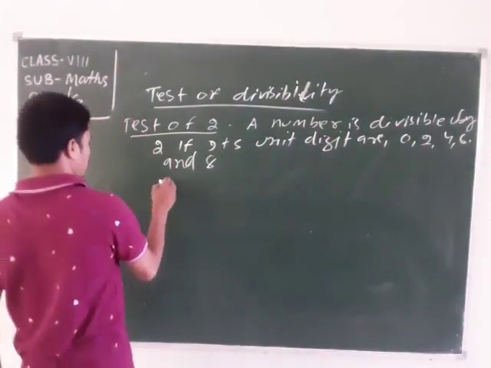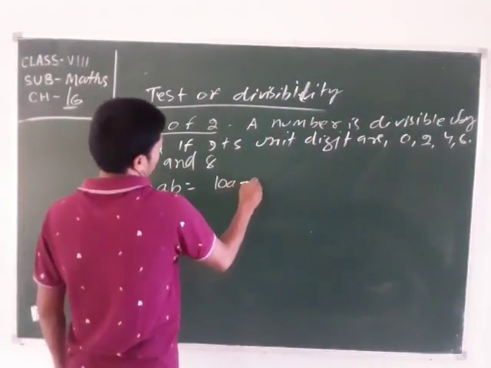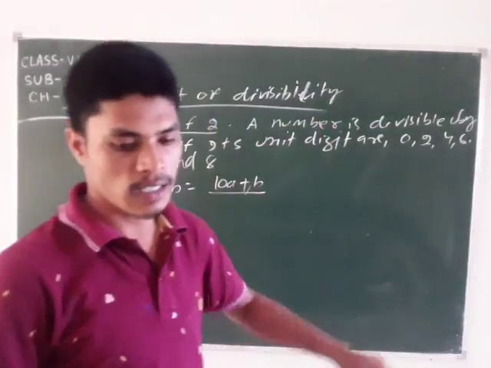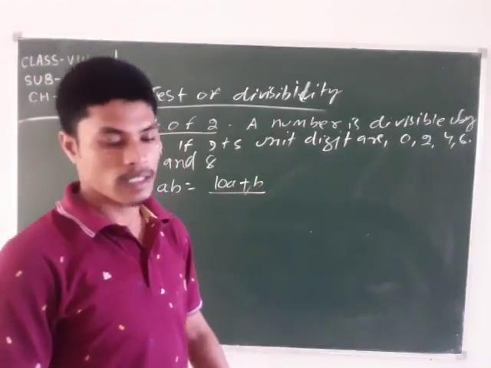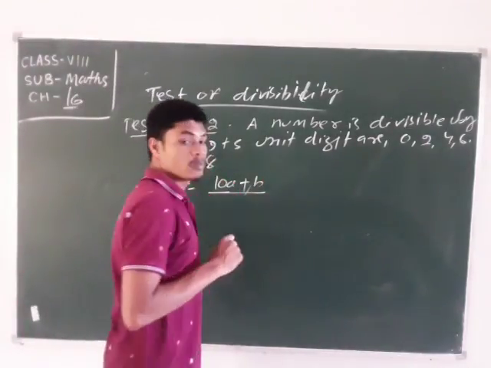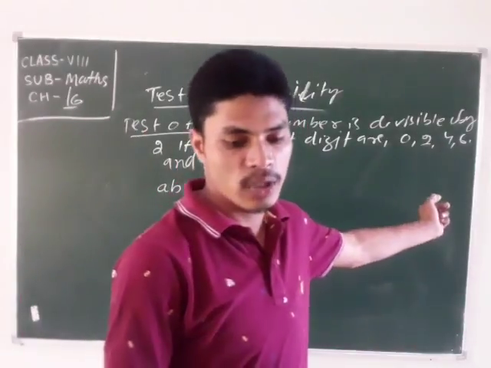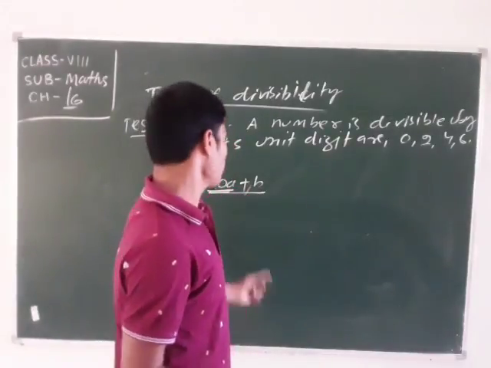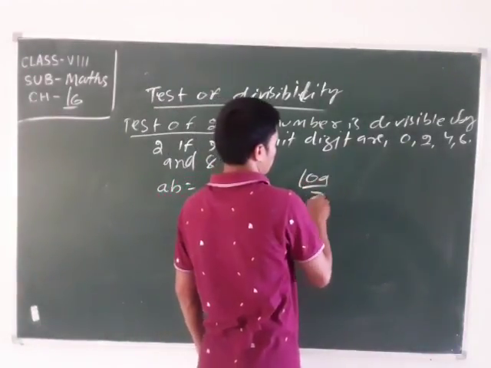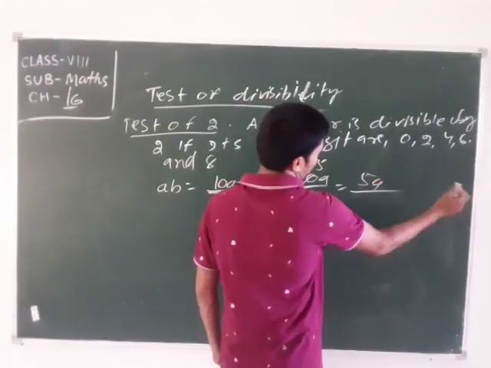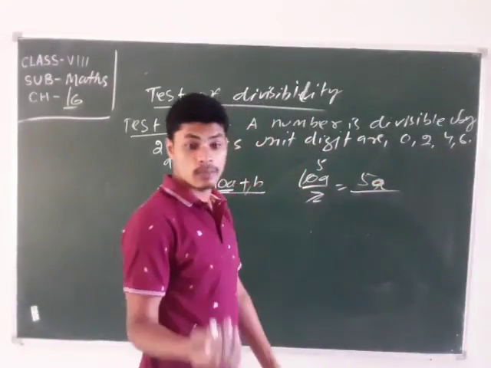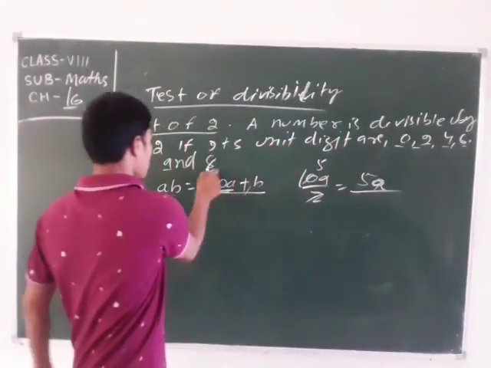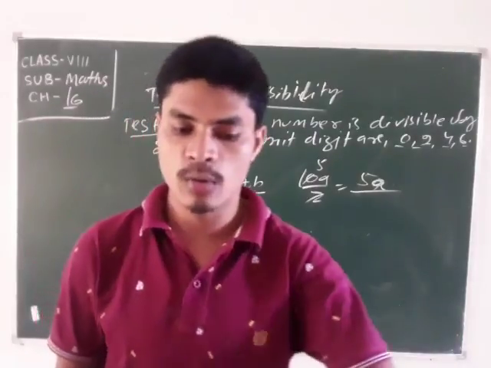Example: take a two-digit number AB. We can write it as 10a plus b. Here 10a is clearly divisible by 2, since 10 is divisible by 2, giving 5a. So we can say that if the unit digit is 0, 2, 4, 6 or 8, then the number is divisible by 2. Clear about it?